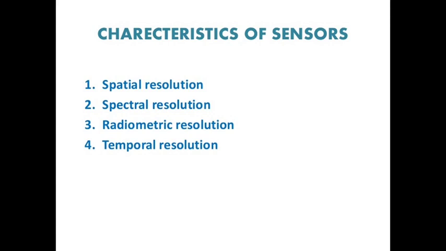So sensors, as you know, are the mechanical devices that are used in satellites to get different information from the Earth's surface. So what are the resolutions, or you can say the characteristics, of the sensors? There are four different types of resolutions based on which a sensor is characterized. The first one is the spatial resolution.